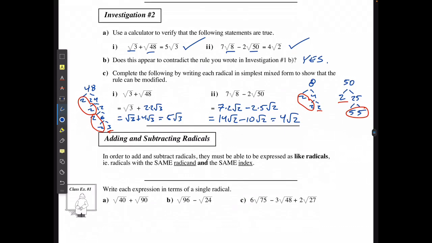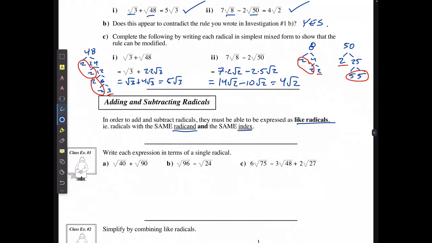So, in order to add or subtract radicals, they must be able to be expressed as like radicals, which means they have to have the same radicand and the same index. I can always check if this is possible by simplifying the radicals as much as possible.